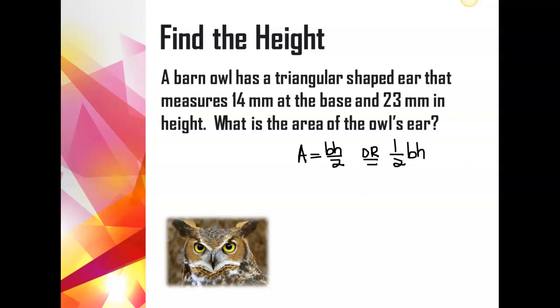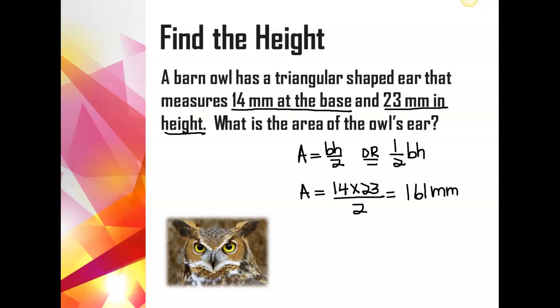The problem tells us that the owl's ear measures 14 millimeters at the base and 23 millimeters in height. To calculate this, we're going to have to multiply 14 times 23 and divide that by 2. When we complete the calculation, we learn that the owl's ear has an area of 161 millimeters squared.